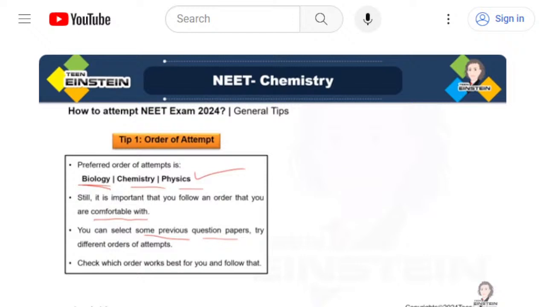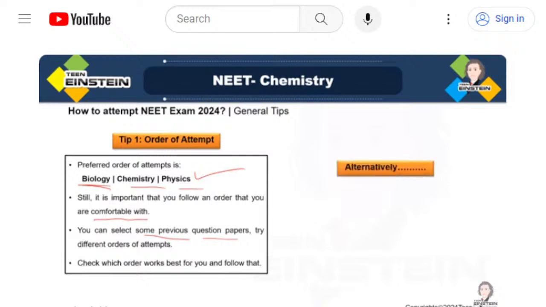Your comfort level is the thing that actually matters. It is not that I am saying you have to blindly follow it, no. But in general, this order is maintained. Check which order works best for you and just follow that. Now why am I saying this order? Because in biology there are theoretical questions, so you don't have to do any numericals. In chemistry there are both theoretical and numerical questions, and in physics mostly numerical. Based on that I am mentioning this preferred order, but again it depends on you, right?